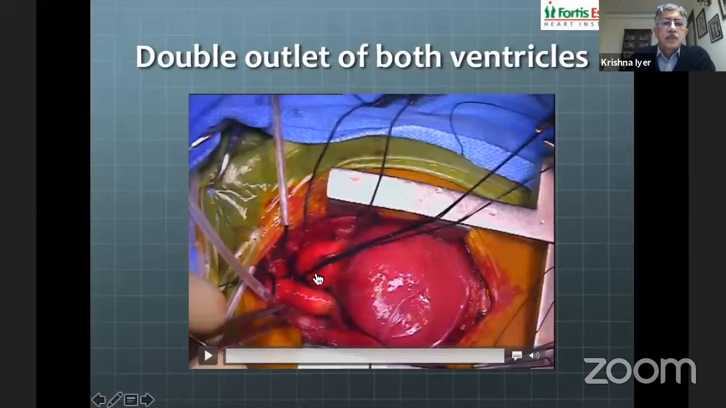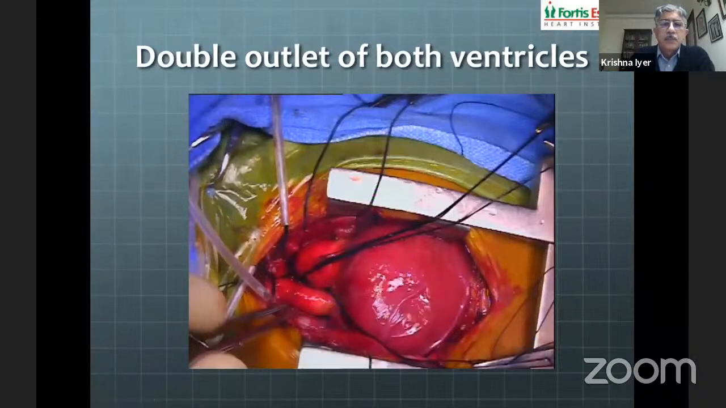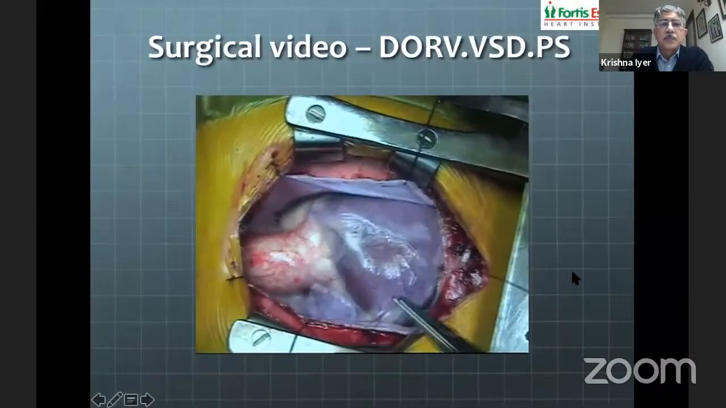The pulmonary artery is significantly dilated because it's an increased pulmonary blood flow situation. But the other interesting aspect is that the right ventricle appears to lie in a more horizontal disposition. The entire anterior surface of the heart is right ventricle, and it gives the impression that the left ventricle lies immediately below the right ventricle, unlike the usual leftward position of the left ventricle.